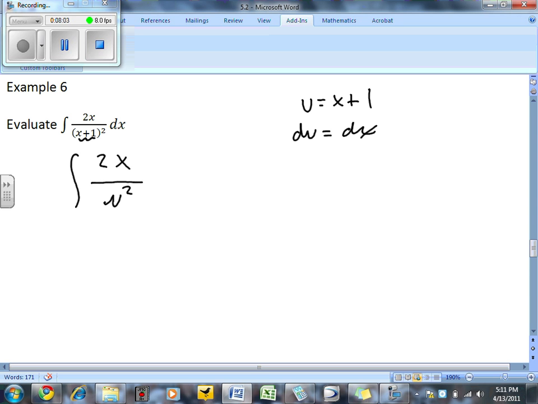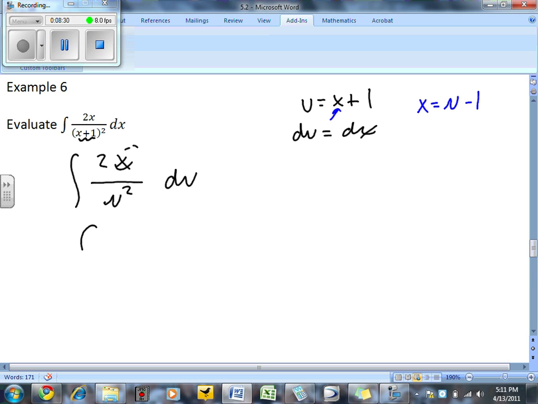And du equals dx, so this is a du. Normally, remember, when we use a u substitution, we wanted this x to cancel out here. Well, we can fix that. We can solve for x in terms of u. So x would equal u minus 1. So we can go ahead and plug in and get all terms in u.